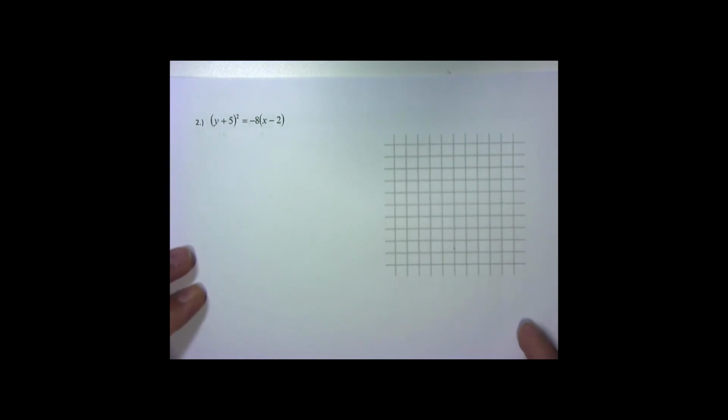Okay. Everybody else okay here? All right, let's look at the next one. Number 2. I have (y plus 5) quantity squared is equal to negative 8 times (x minus 2).